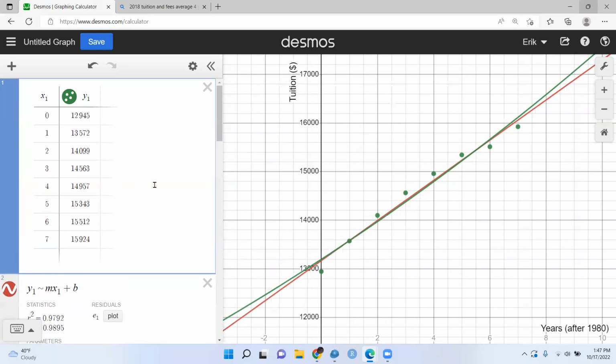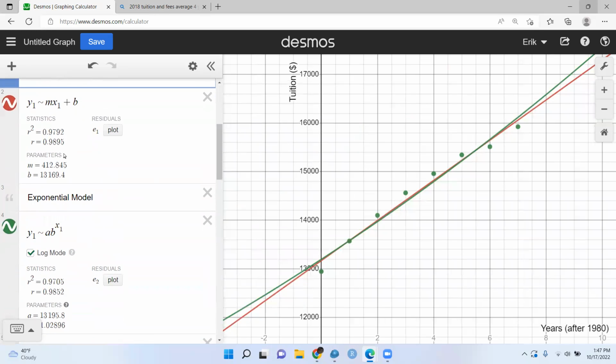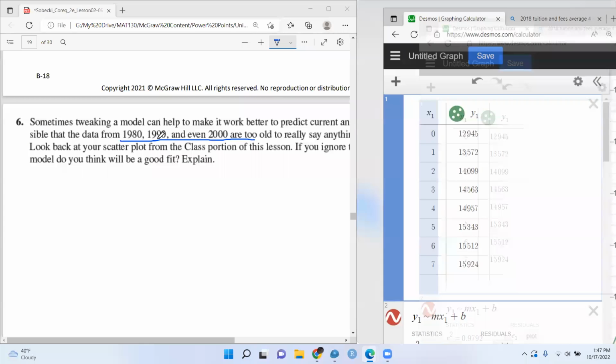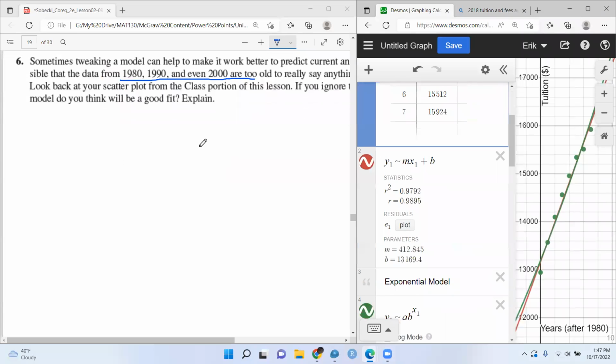And so here's the new look. If we look at the R values, 0.9895 and 0.9852, the linear model is still slightly better. Notice our parameters are a little bit different now. So let's write those down and see what happens with our predictions. I'm going to write in the two new function models. I'm still going to use f of x because it will automatically change everything we've written below. We're doing 412.85x plus 13,169.40.